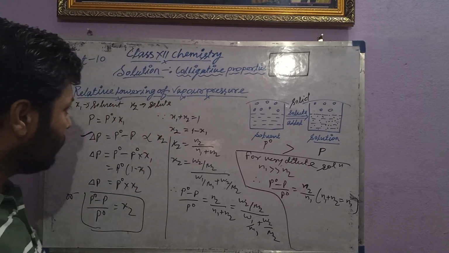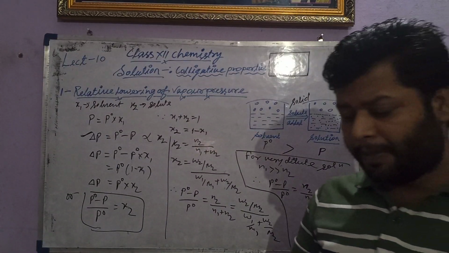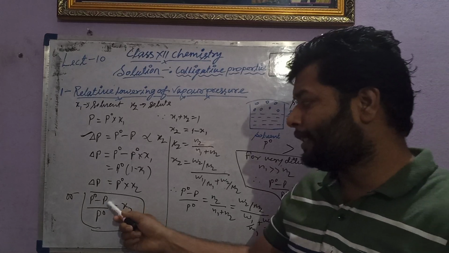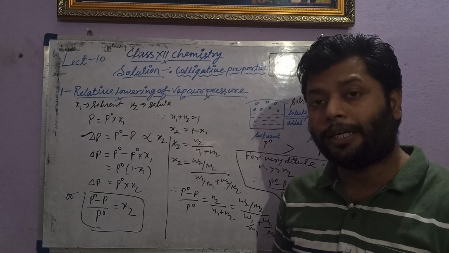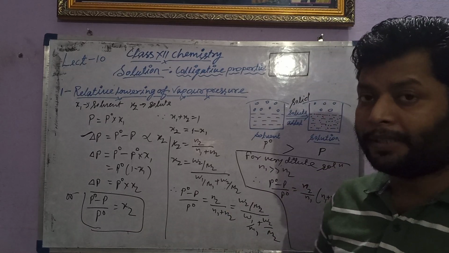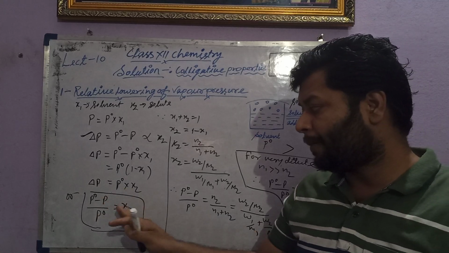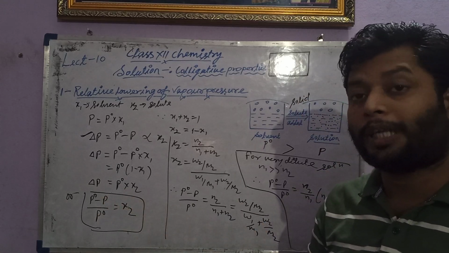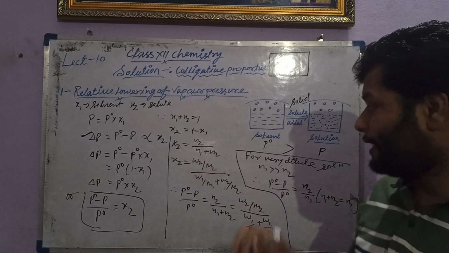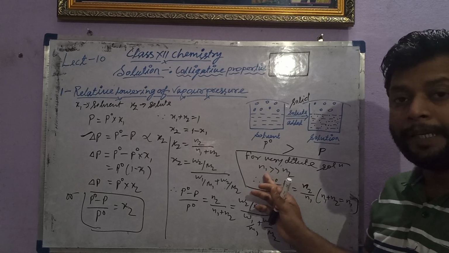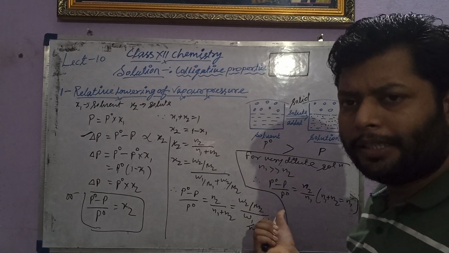Now, this is the whole formula for relative lowering of vapor pressure, where P naught minus P is called lowering of vapor pressure, P naught minus P upon P naught is called relative lowering of vapor pressure, and x2 is the mole fraction of solute. So (P naught minus P) upon P naught is always equal to the mole fraction of solute, which is N2 upon N1 plus N2. In the case of a dilute solution, when N1 is very large as compared to N2, the formula can be modified in this way.